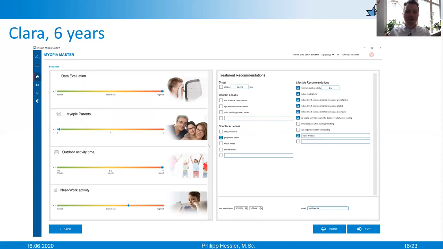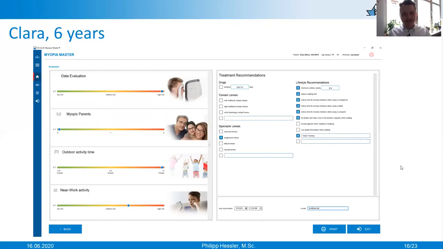And that's why we're going to give her a plus lens add to help her with accommodation. And what we also recommend, of course, are the soft factors on the right side here. For example, more outdoor activity, less reading time, and reading distance should be higher, and so on. And we are done with this.